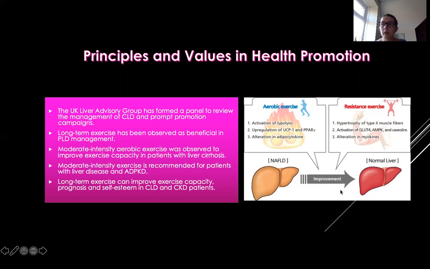Long-term exercise has been observed as beneficial in polycystic liver disease and fatty liver. Moderate intensity aerobic exercise was observed to improve exercise capacity in patients with liver cirrhosis. Long-term exercise can improve exercise capacity, prognosis and self-esteem in chronic liver disease and chronic kidney disease patients. Aerobic and resistance exercise show great influence on health improvement.